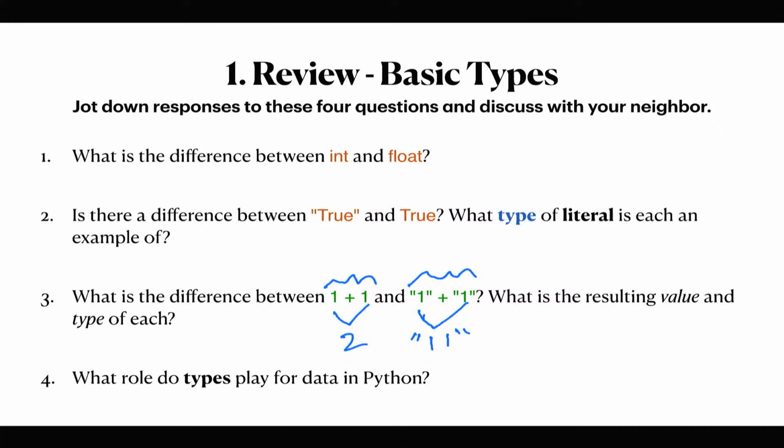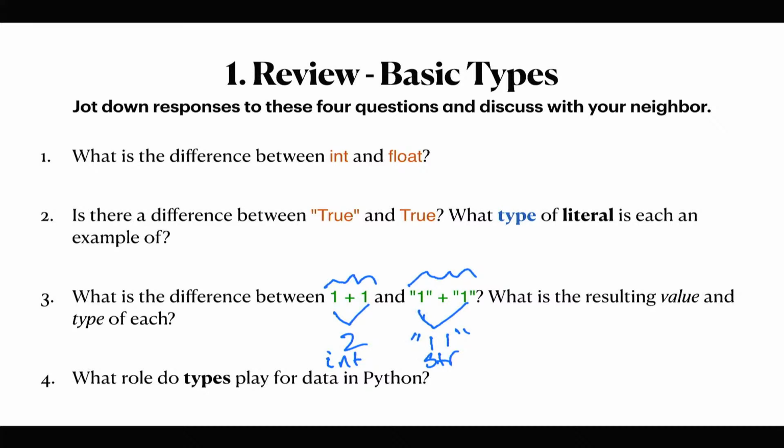So if we wrote these expressions in a program and we asked Python, "OK, we're ready for you to evaluate this expression," the first one would evaluate to 2. And it would specifically be 2 of type int. And the second one would evaluate to the string "11", type str. All right.